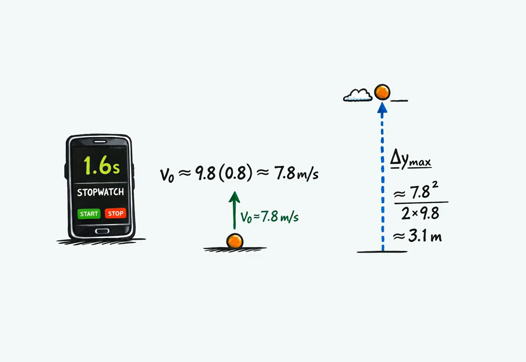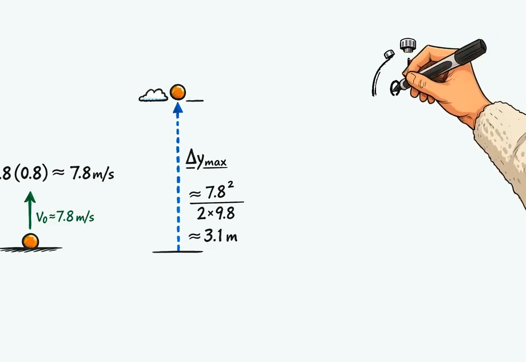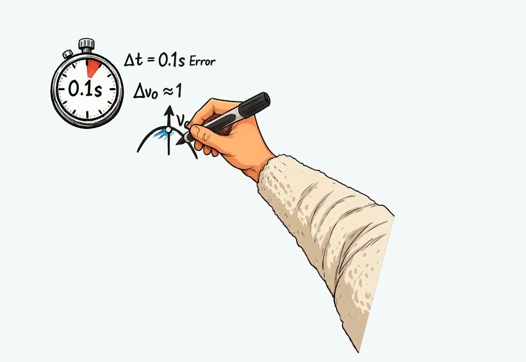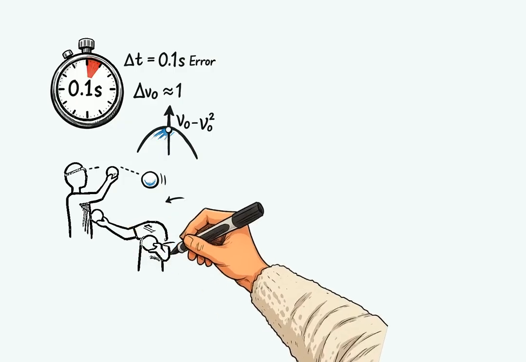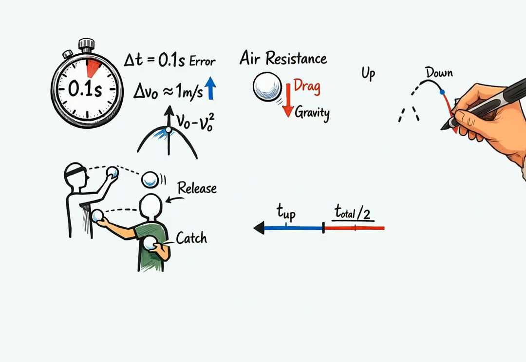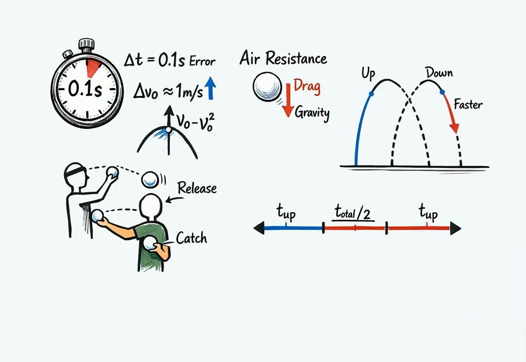The predicted maximum rise would then be Δy_max ≈ 7.8²/(2 × 9.8), which is approximately 3.1 meters. The model's limitations are part of the physics too. Reaction time matters. An error of 0.1 seconds in timing shifts v₀ by about 1 meter per second, and since height depends on v₀², the height estimate becomes even more sensitive.